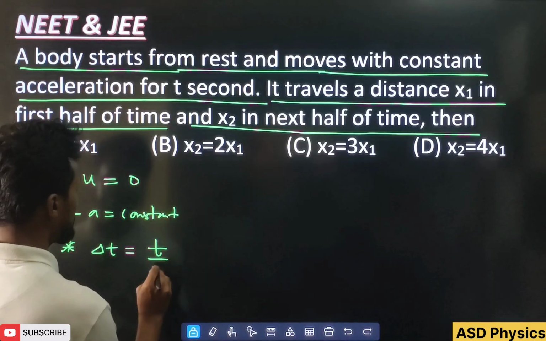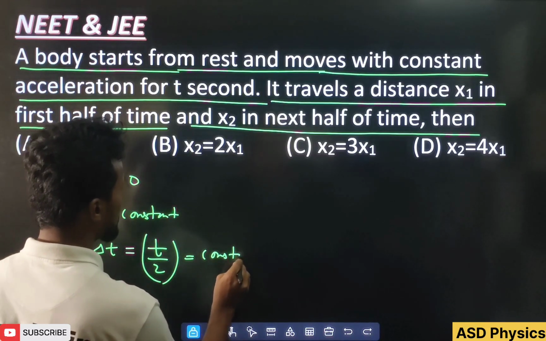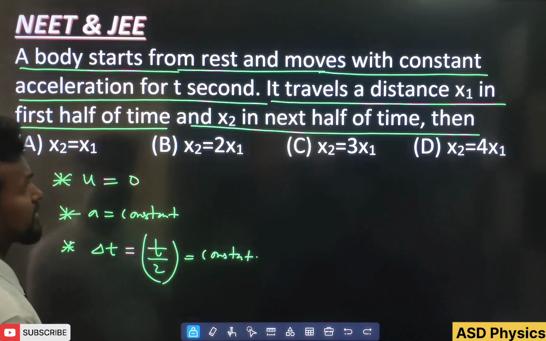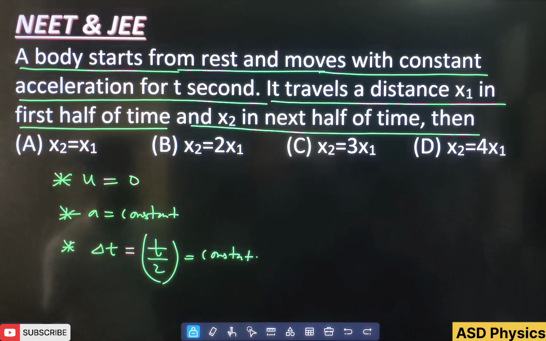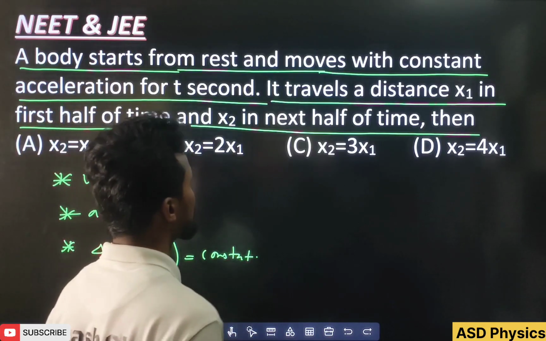That means delta t is how much here? Always t by 2. That is, this time interval is always fixed here. So these conditions are satisfied. So first t by 2, x1. Next t by 2, how much here? 3x1. And that 3x1 is only x2.